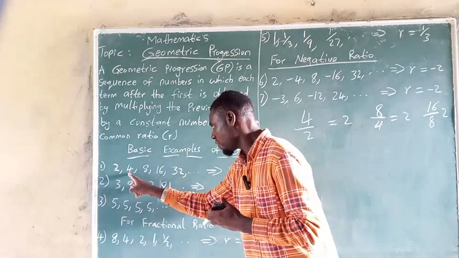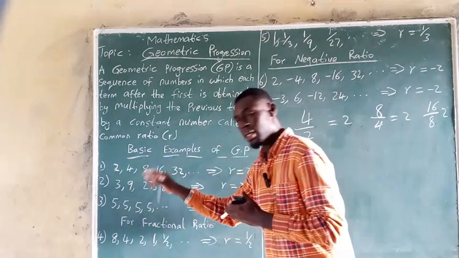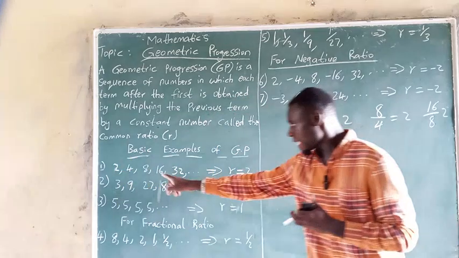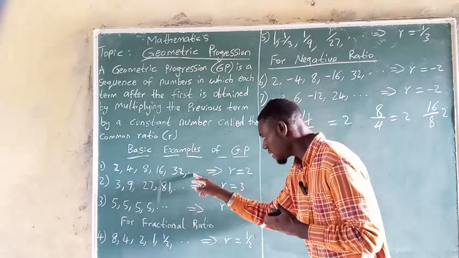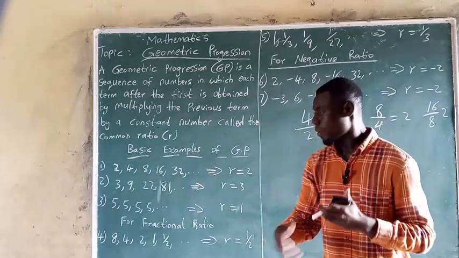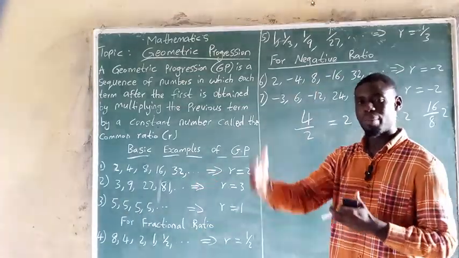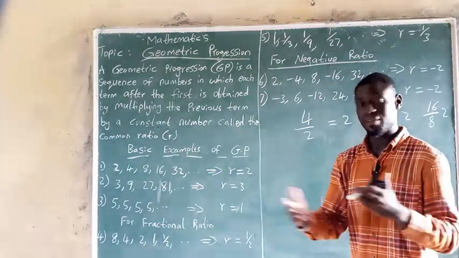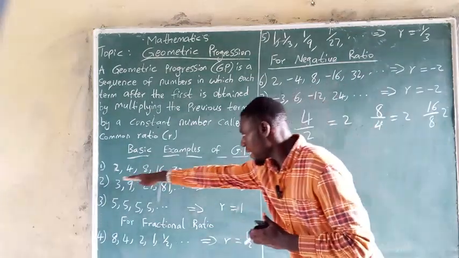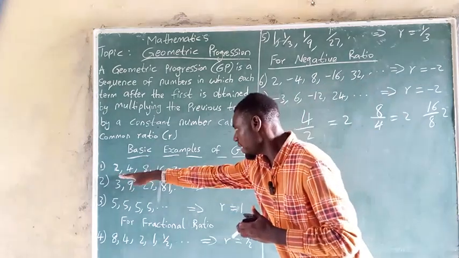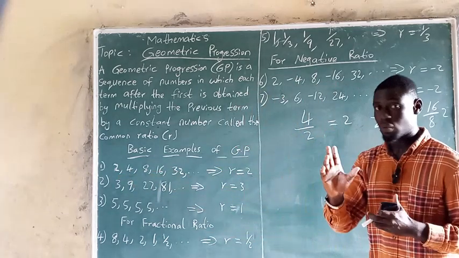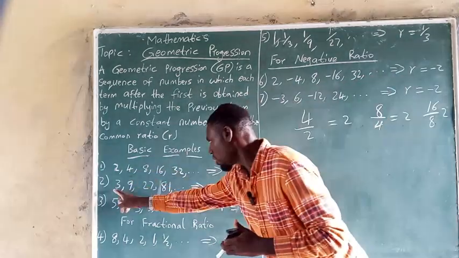2 times 2 will give you 4. 2 times 4 will give you 8. 2 times 8 will give you 16. 2 times 16 will give you 32. You continue multiplying until you get these 3 dots you see here. It means it's continuous. You continue getting the numbers continuously until infinity. So that is how we get it. Anywhere you go all over the world, the common ratio for this sequence is 2. Now let's go to number 2.